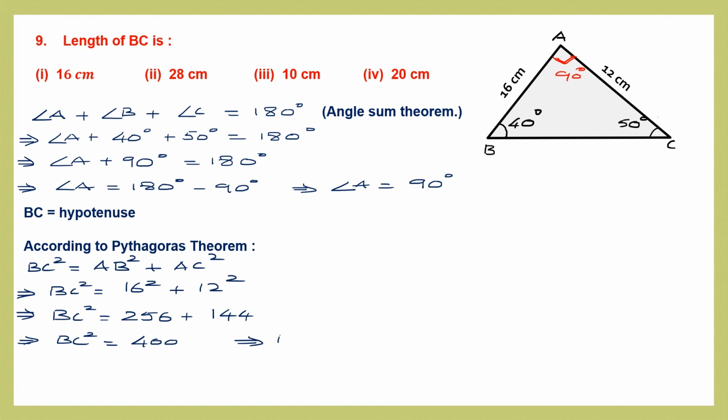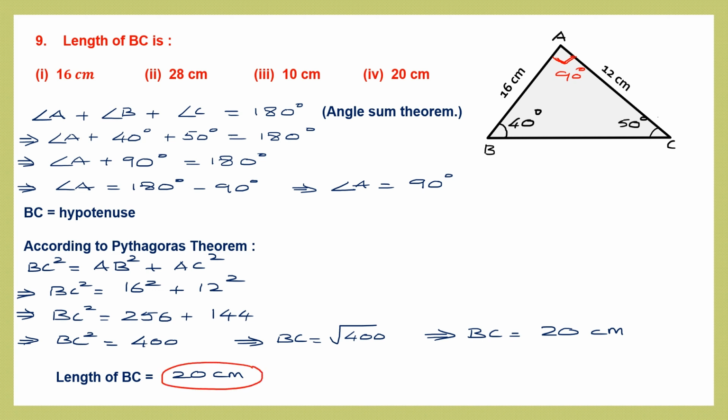That means BC is equal to the square root of 400. And from this we can say that BC is equal to 20, because 20 into 20 will give us 400. So this is 20 centimeters. So we have found the length of BC and that is 20 centimeters. So this is our answer. And which option is this? This is option 4, 20 centimeters.